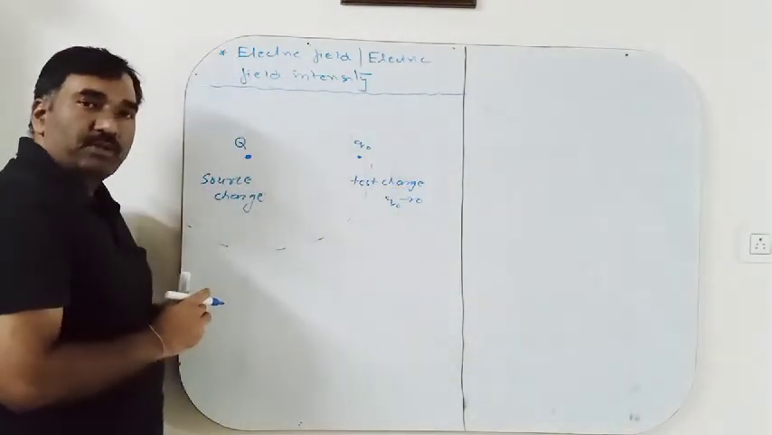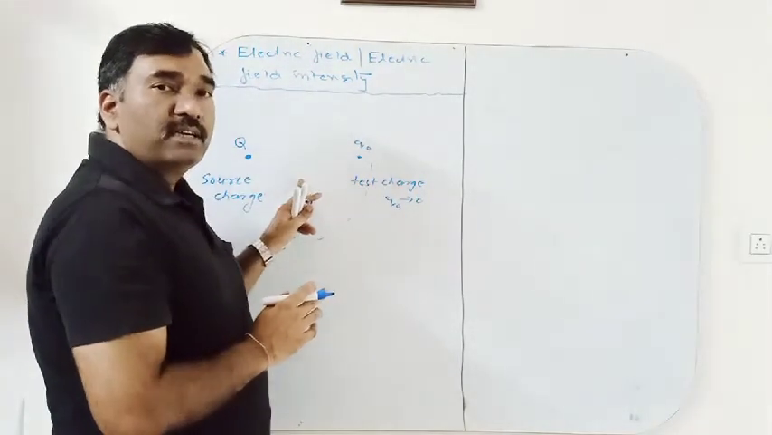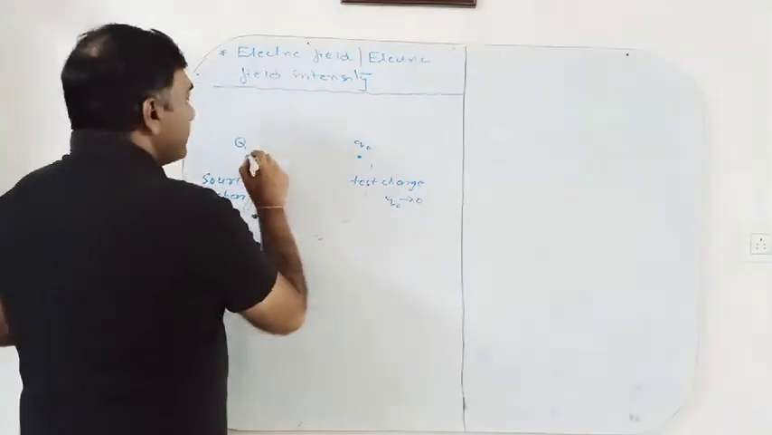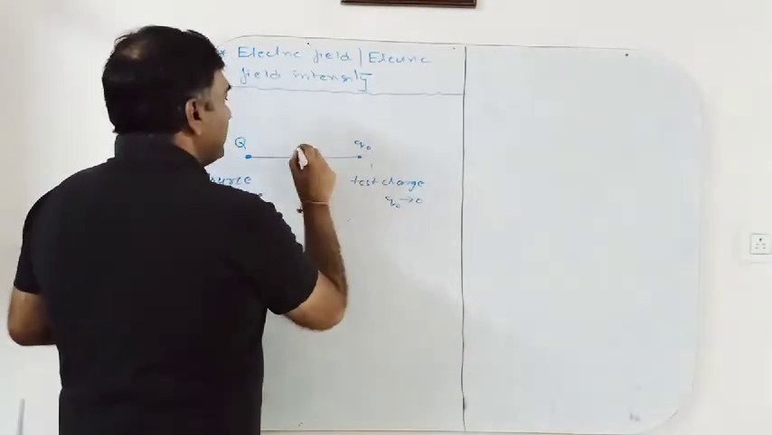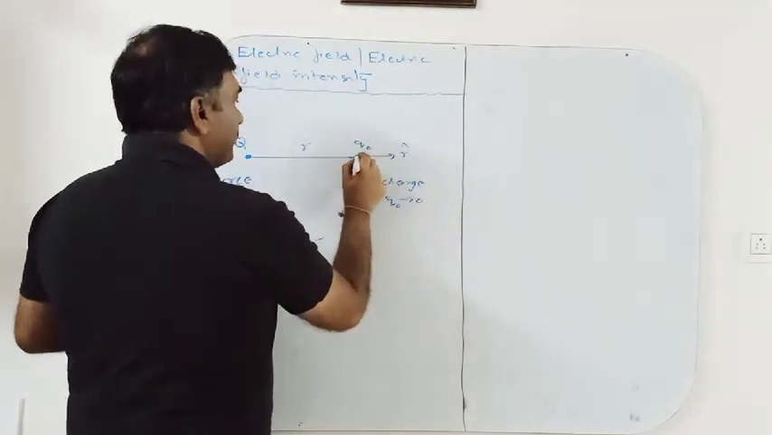Why does it tend to 0? It is very small, so that it will not create its own field and disturb the other field. And the distance between Q and Q naught is given by R, and the direction is given by R caret.